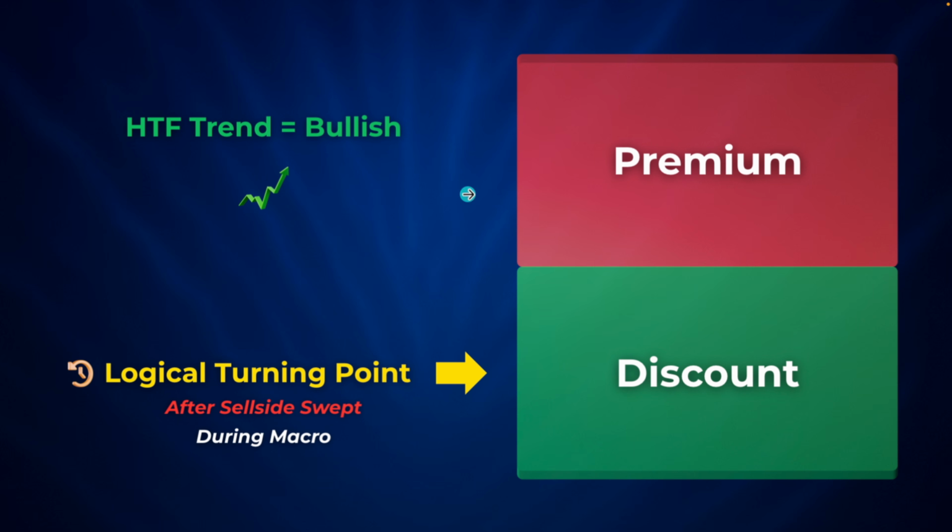All right, so again, if we've established that the higher time frame trend is bullish, we want to look for a clear dealing range. So if we're bullish and we have premium and discount, we have this higher time frame dealing range, where do we want to see price go? And by extension, where is the most logical turning point? Well, of course, in a discount after sell side is swept, and ideally during a macro.